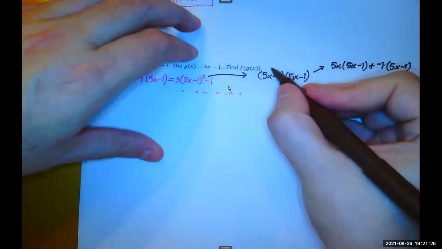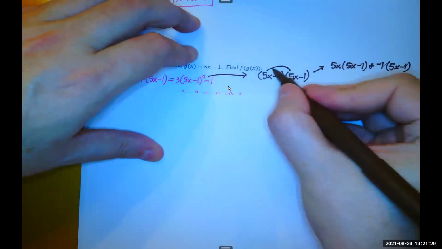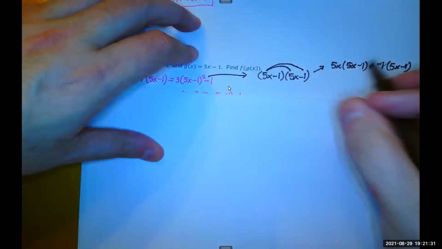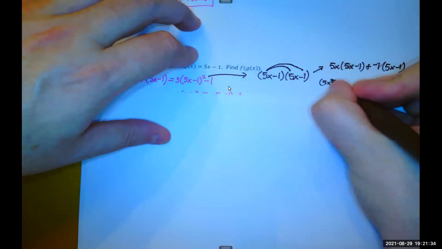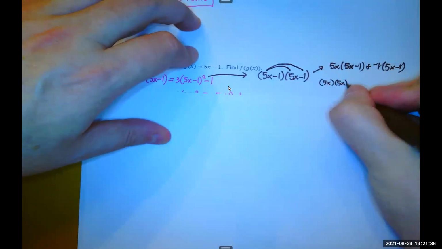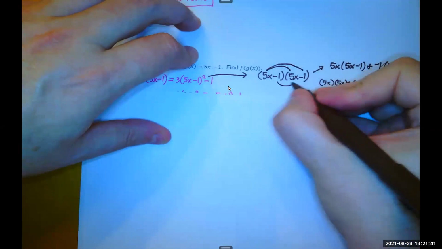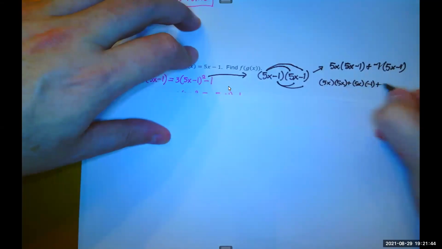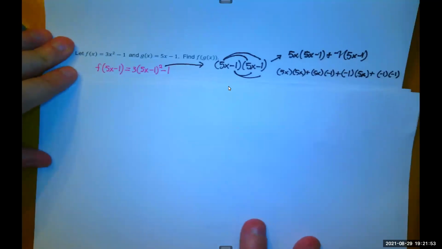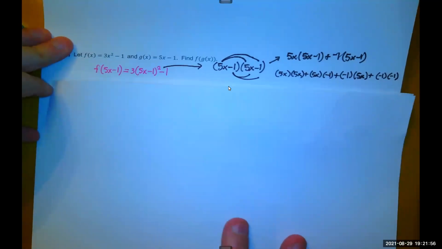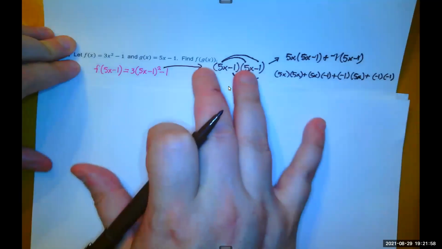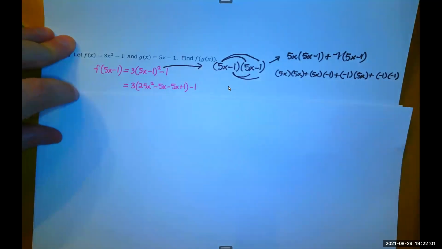You can also, if it helps you to just draw some kind of connection, write it out longhand: 5x times 5x plus 5x times negative 1 plus a negative 1 times 5x plus a negative 1 times a negative 1. Any of these methods are acceptable. Do whatever appeals to your sense of organization. Regardless, we're going to meet here in some fashion.